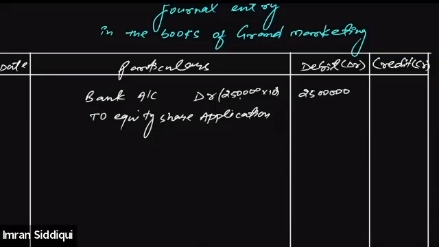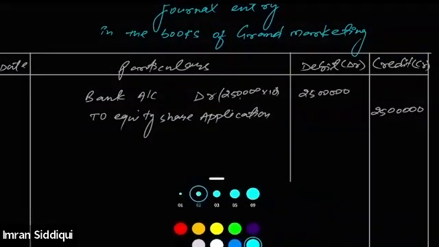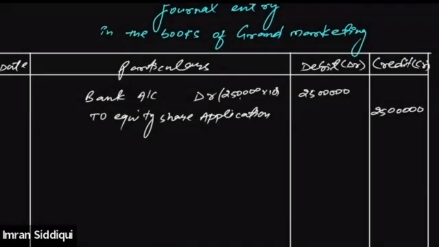Bank account will be debited by 25 lakh, and this is against the equity share capital. For equity share application, the amount will be credited to equity share application itself. And we'll write down the narration as being share application money or share application amount received.